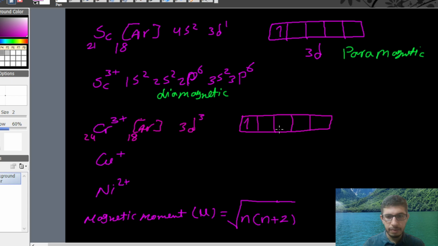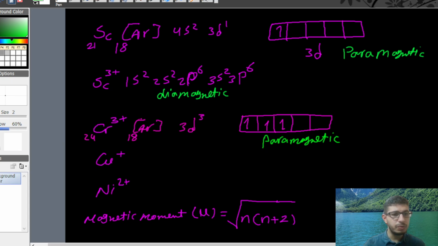You have three electrons left here. So what do you think, paramagnetic or diamagnetic? This should be, of course, a paramagnetic compound. Why? Because you have three unpaired electrons, right? If you don't have any unpaired electrons, you would end up with a diamagnetic compound.